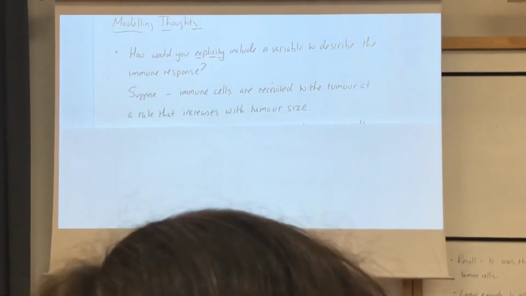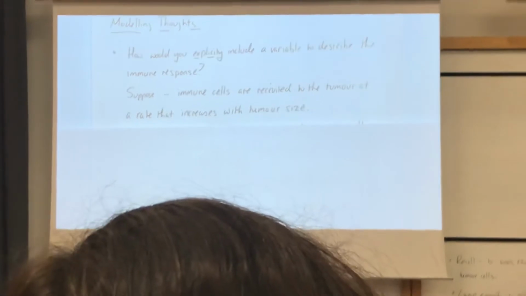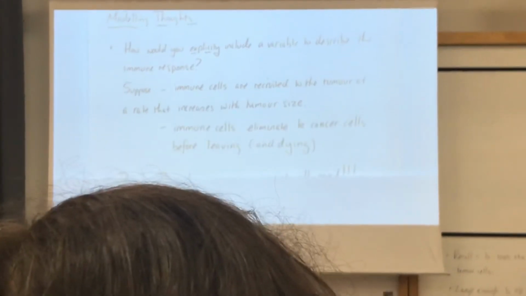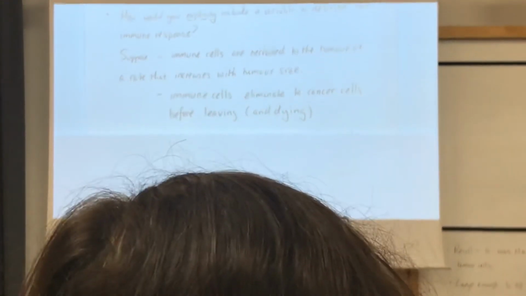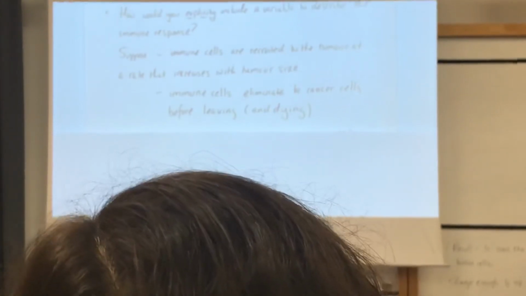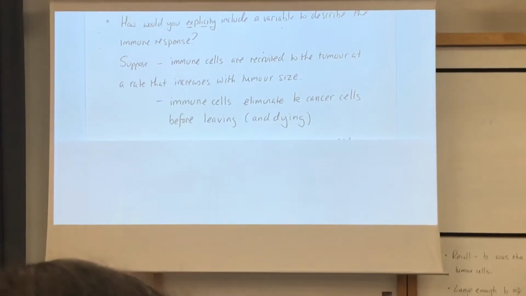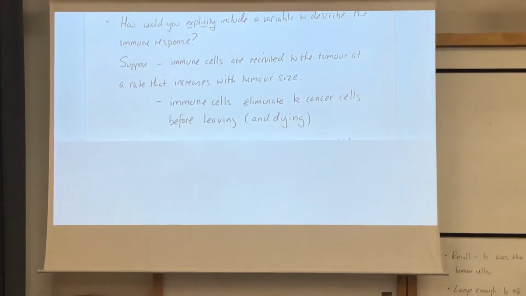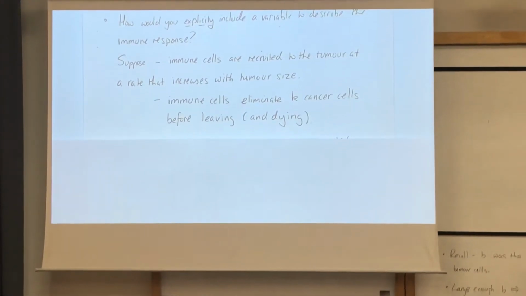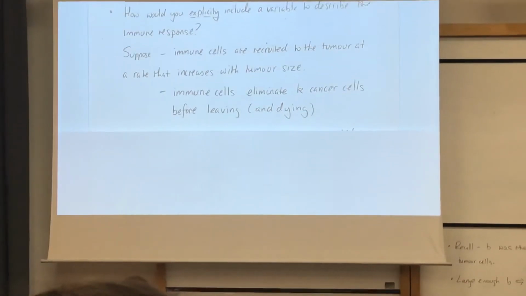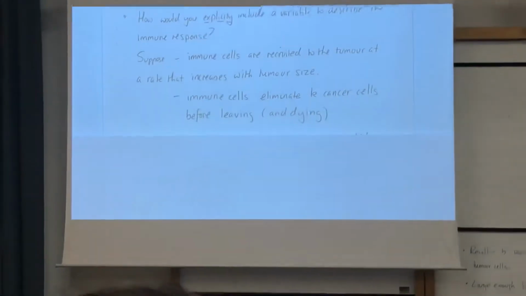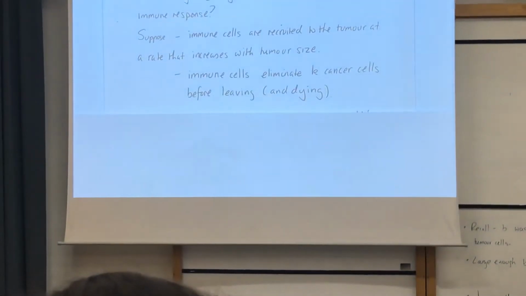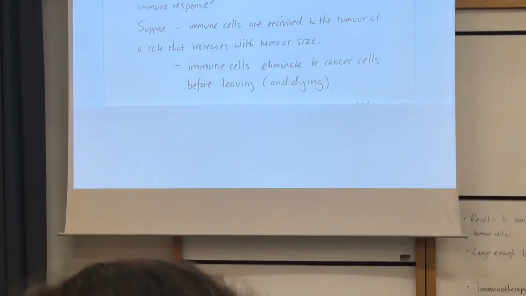We just incorporated the immune system through this parameter delta. So, much in the way we did in the modelling exercise, you could suppose, for example, that immune cells are recruited to the tumour at a rate that increases with the tumour size, and that the immune cells eliminate cancer cells before leaving it, dying. So, based on that, see if you can come up with a small extension to the model to account for that sort of thing.